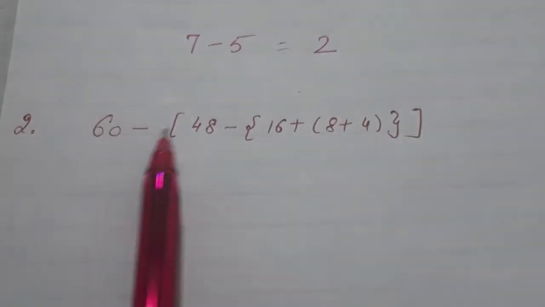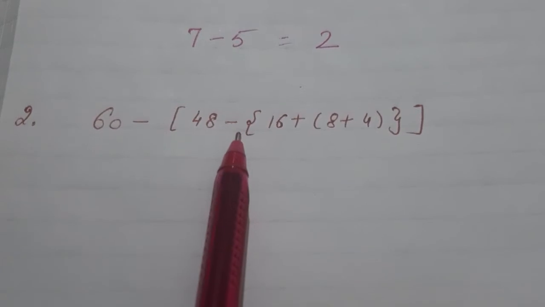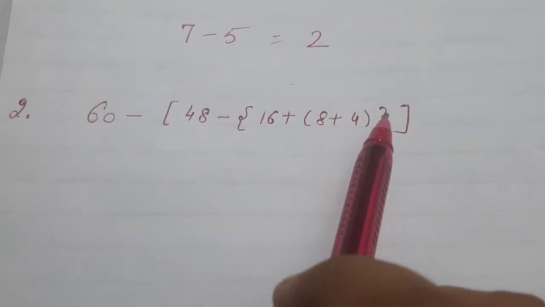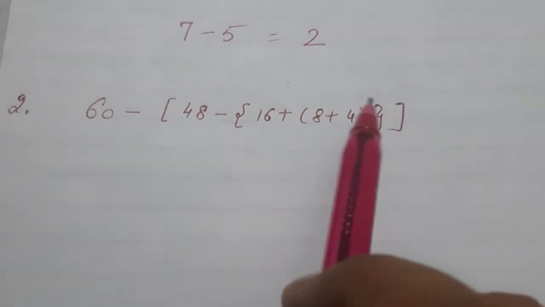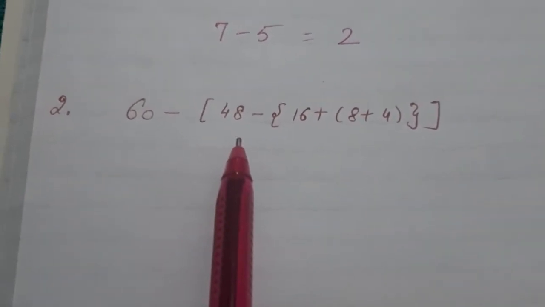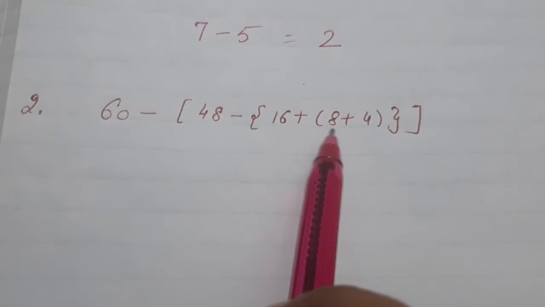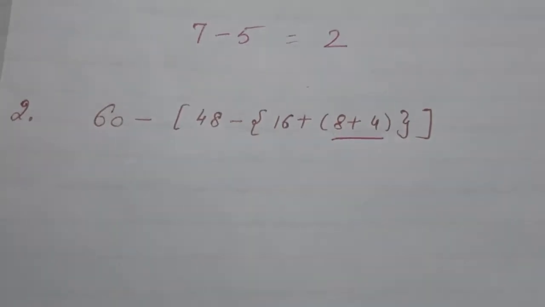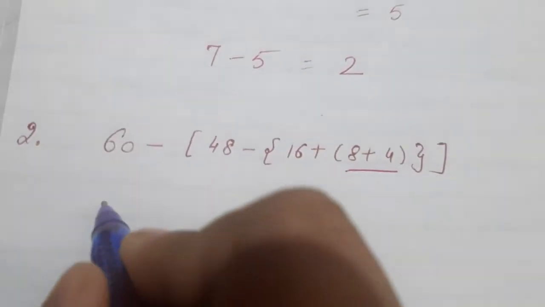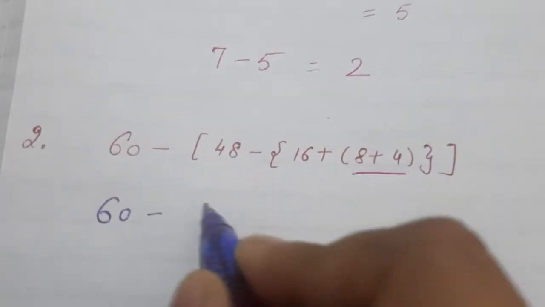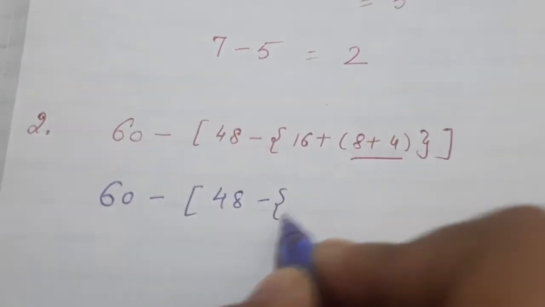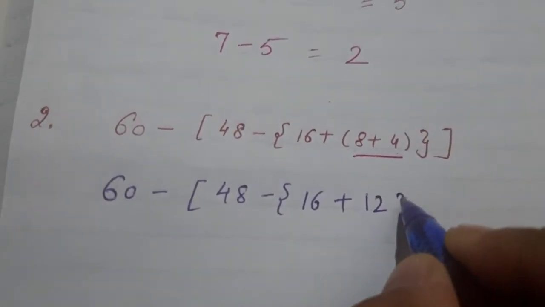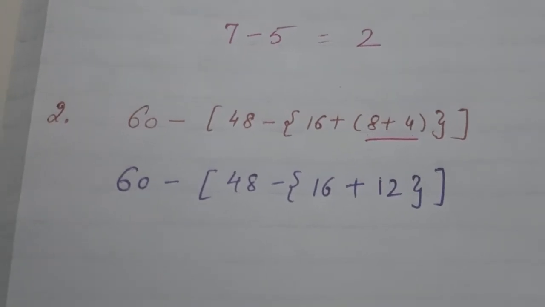That is 60 minus big bracket 48 minus curly bracket 16 plus small bracket 8 plus 4, then curly bracket close, and then big bracket close. Whenever you are having a question regarding the brackets, you will solve the inner brackets first. So here the inner bracket is 8 plus 4. So we are going to solve that first. Rest all the numbers you will write down as it is. Minus 16 plus 8 plus 4, that is 12. Close the curly bracket, close the big bracket.